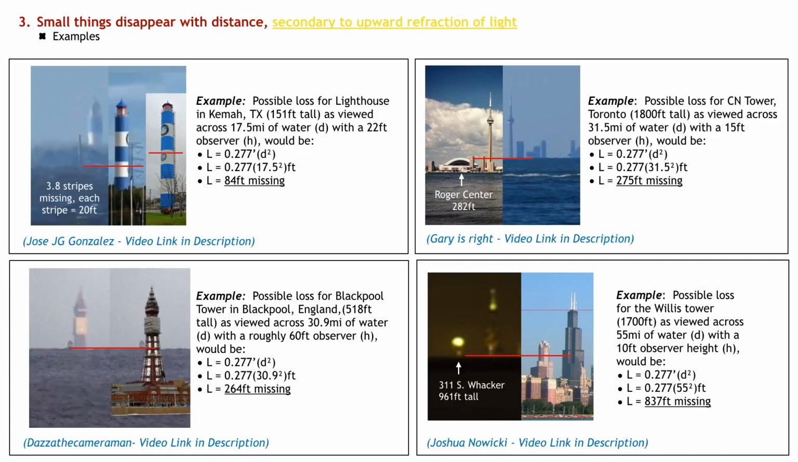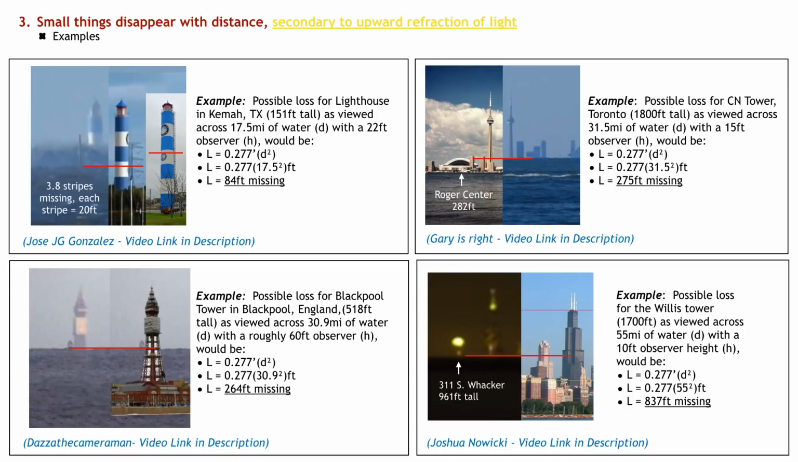Another example, possible loss for Blackpool Tower in Blackpool, England, 518 feet tall as viewed across 30.9 miles of water with roughly 60 foot observer height. Again, same thing, 0.277 times 30.9 miles squared gives us 264 feet missing, or roughly half of Blackpool Tower.